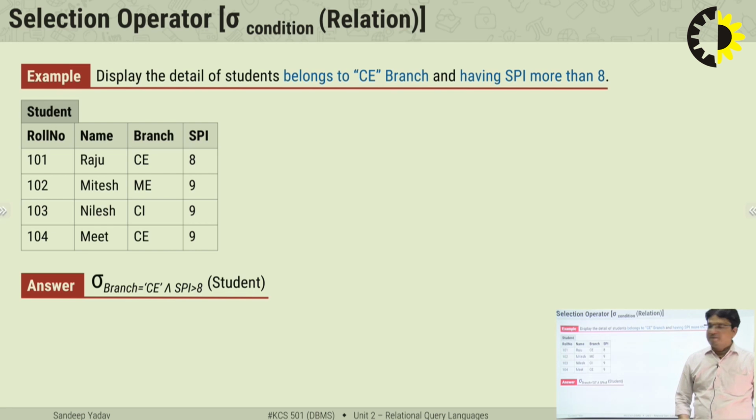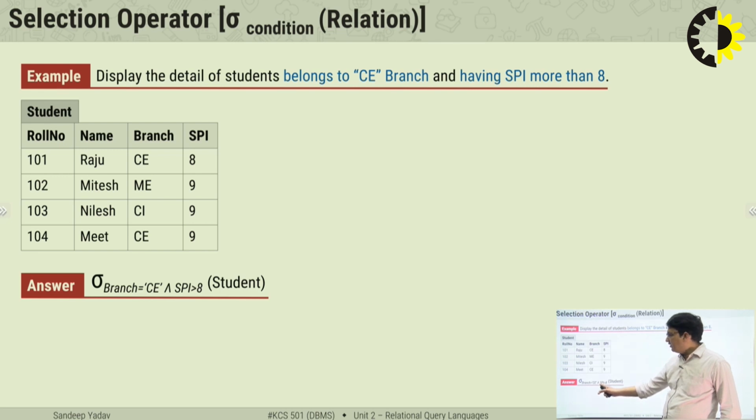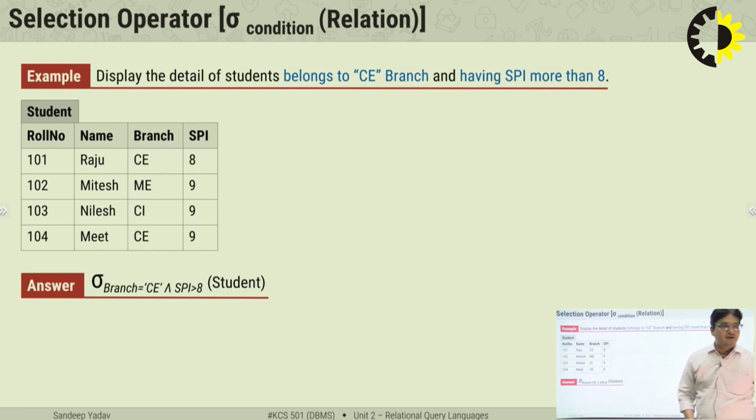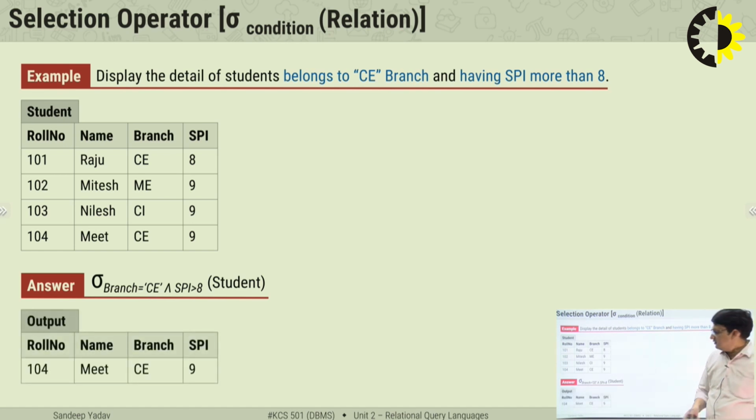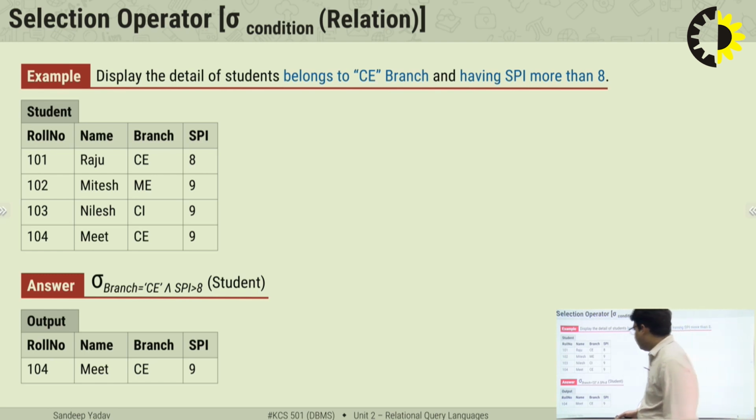First we need to specify the first condition, branch equal to civil engineering, and thereafter we use the AND operator and SPI greater than 8, followed by the name of the relation, that is student. In this way the query will fetch the answer, and this is the answer: 1014, name is Meet, civil engineering, and SPI is greater than 9.